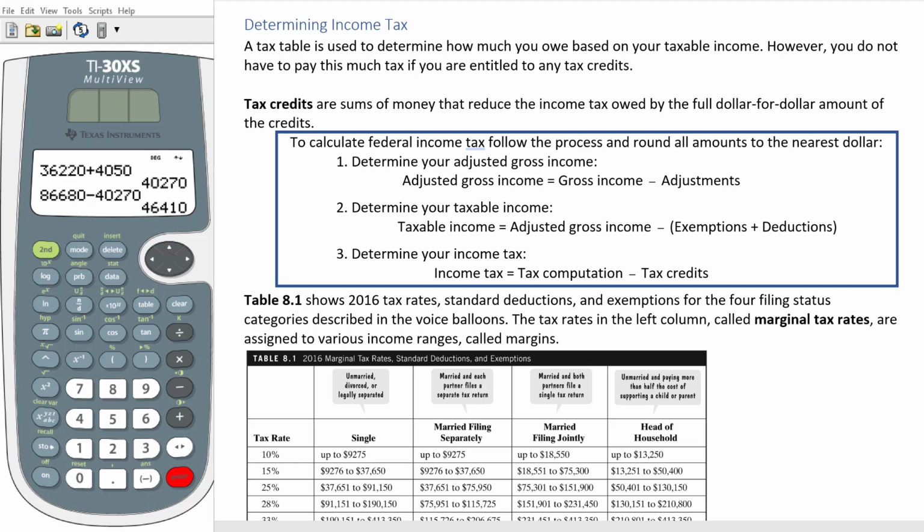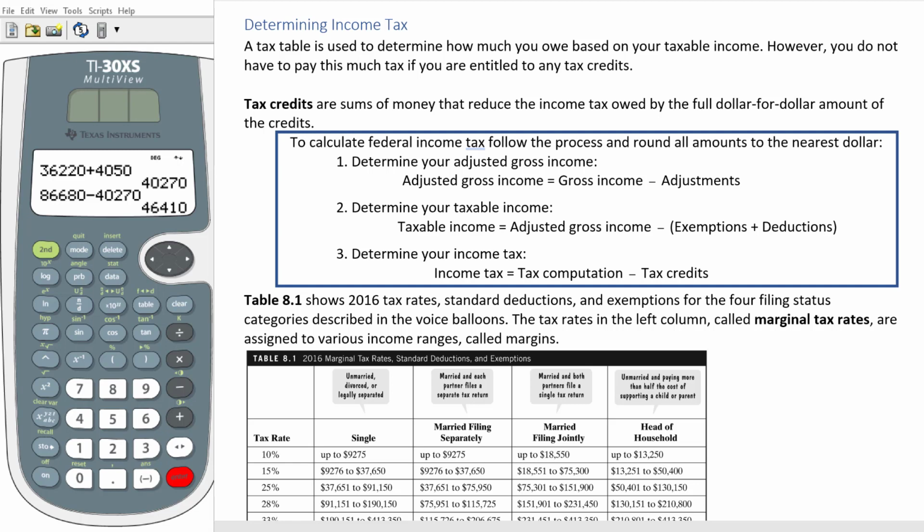So next we're going to determine income tax. Now that we know how much of your income is taxable, we actually have to figure out what the tax is going to be. So a tax table is used to determine how much you owe based on your taxable income. However, you do not have to pay this much if you're entitled to any tax credits.